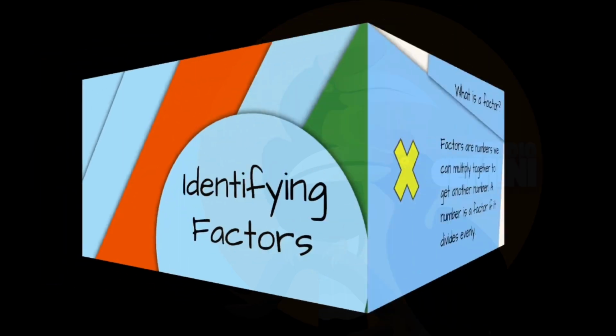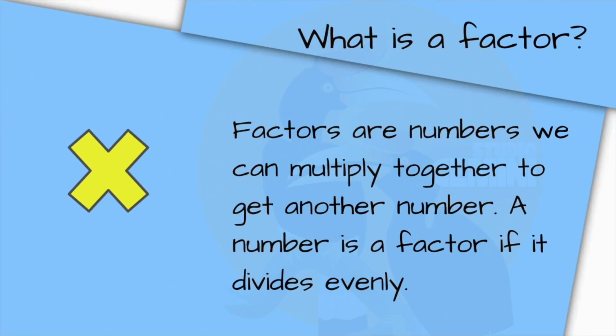To begin, let's answer the question, what is a factor? Factors are numbers we can multiply together to get another number. A number is a factor if it divides evenly. We will look at a few examples to develop more of an understanding of what a factor is.